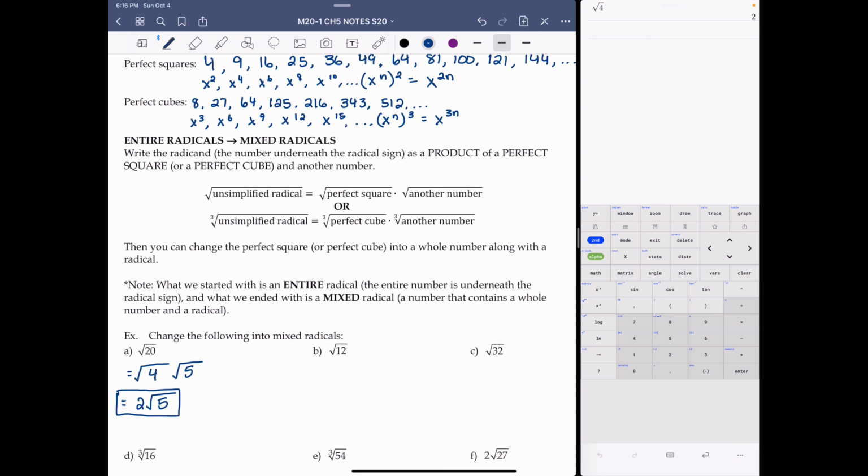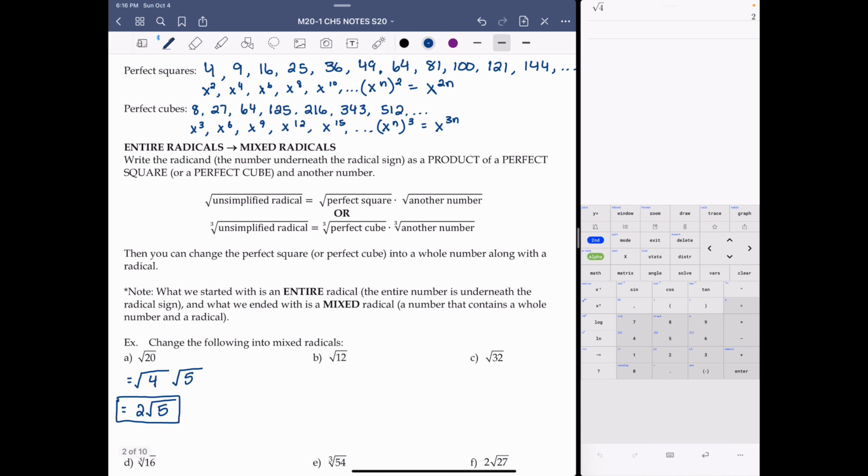B, square root of 12. Half of 12 is 6, so the number in the perfect squares that we're looking for has to be 6 or less. The only number in the perfect squares that is 6 or less is 4. Can 4 divide 12? Yes, it can. We get square root of 4 times square root of 3 because 4 times 3 is 12. We can take the square root of 4. It equals 2, so we get 2 times the square root of 3.